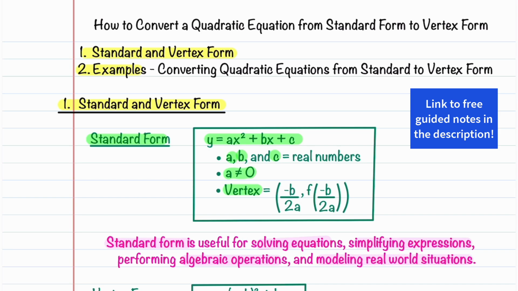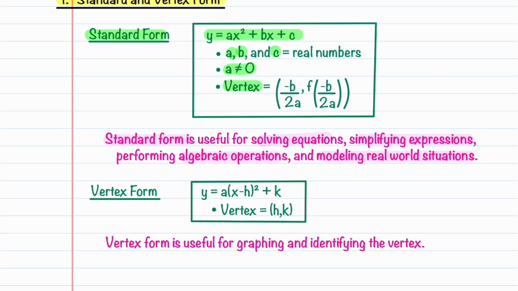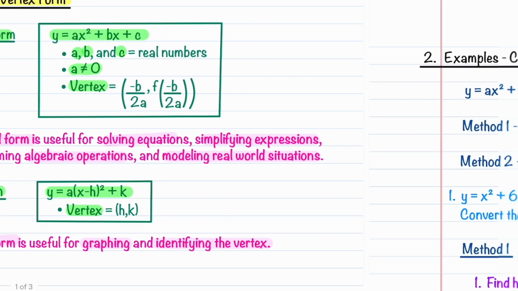Let's now look at vertex form. A quadratic equation written in vertex form looks like this. y is equal to a times the quantity x minus h squared plus k, and the vertex is just equal to h comma k. Vertex form is useful when you graph a quadratic and also when you need to easily identify the vertex. Let's now look at some examples.